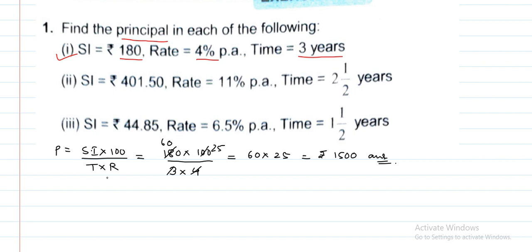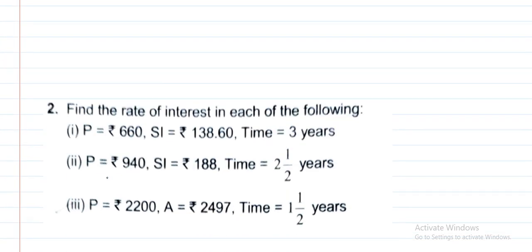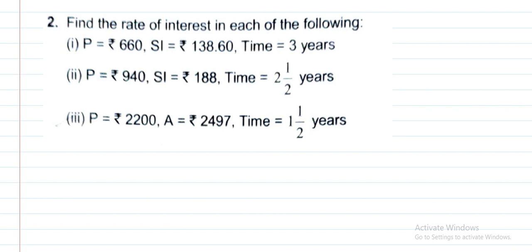Now we will go to question number 2. It says find the rate of interest in each of the following, where principal is rupees 660, simple interest is rupees 138.60 and time is 3 years. Since we have to find the rate of interest, we will write the rate of interest formula here.